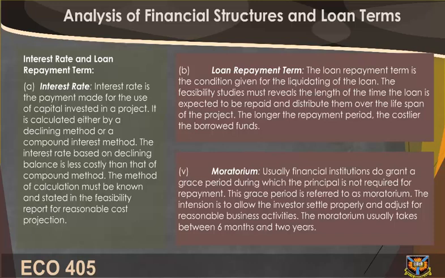5. Moratorium. Usually, financial institutions do grant a grace period during which the principal is not required for repayment. This grace period is referred to as moratorium. The intention is to allow the investor settle properly and adjust for reasonable business activities. The moratorium usually takes between 6 months and 2 years.